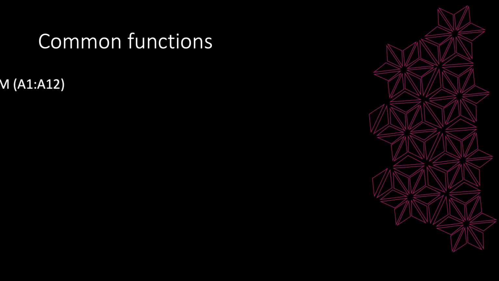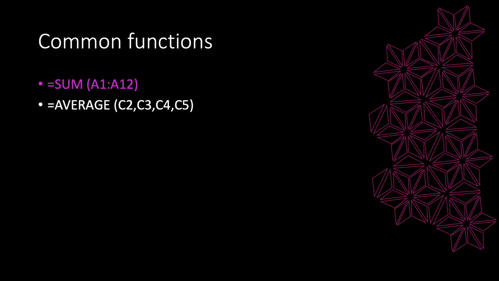So some common functions are sum and average, and these are just some examples with numbers. For sum, you can either do A1, and then the colon means to, like A1 to A12, or you could do A1, comma, A3, comma, A5, etc. And then for average, you could either select the cells like this, where you put commas in between each number, or you can also do C2 colon C5.